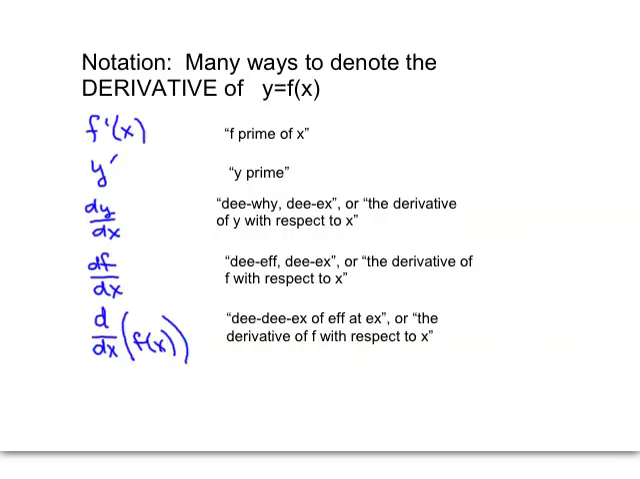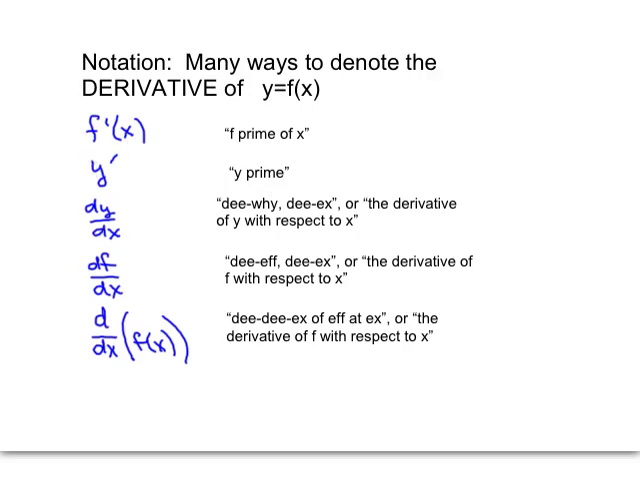All right, there are lots of different ways to say the derivative. I've been saying the derivative. I've been saying f prime. Okay, this is pronounced f prime of x. Well, you can also say y prime, because remember f of x and y are kind of synonymous.